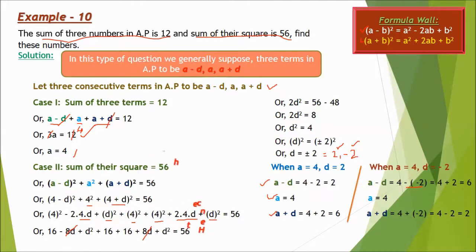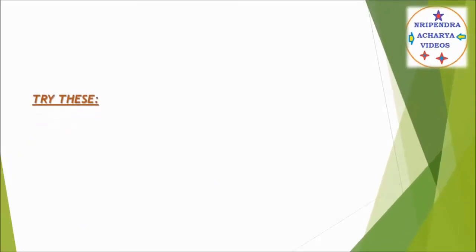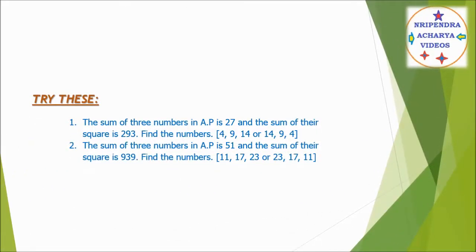Hence the numbers are 4, 6, 4, 2 and 2, 4, 6. If you pay attention and if you are careful in this part, then you can easily get the desired answer. Try these questions. There are 2 questions and you have to do it in exactly the same way.